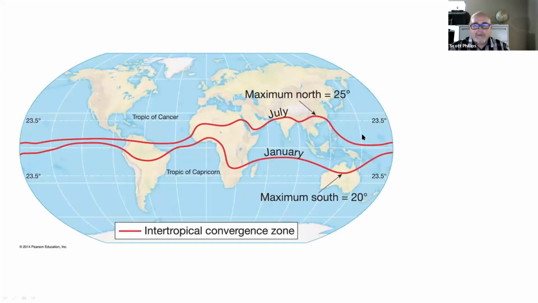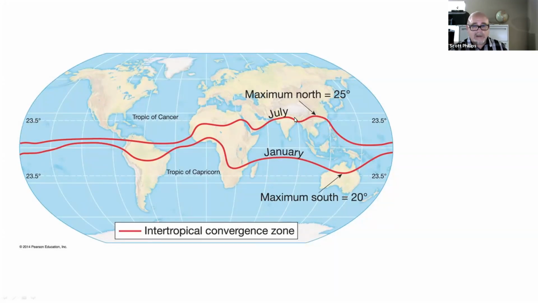Next, I want to get a little bit more detail about these pressure belts, and specifically, we describe them as being at certain latitudes, 0 degrees, 30 degrees, 60 degrees, and so on. However, you should be aware that they do migrate north and south with the seasons. So for example, the ITCZ, which we say is at the equator, actually can migrate farther north in July and farther south in January. And it's not all equal either.